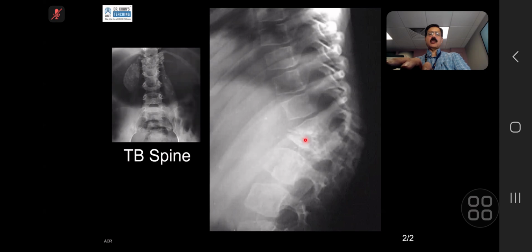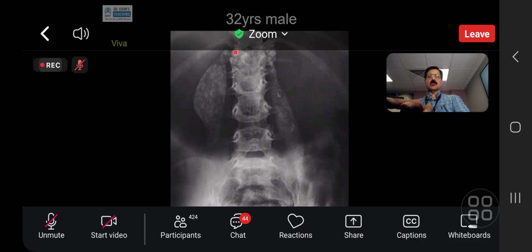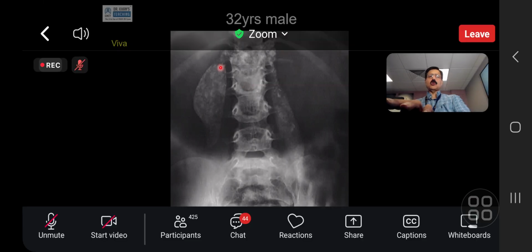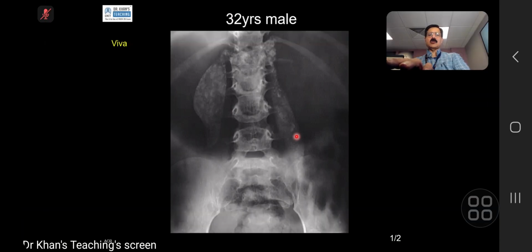Why I'm showing you this is that an examiner might show you a film like this and have something else going on, and you should have an idea that TB with calcification, old TB, can present like this on a plain film.